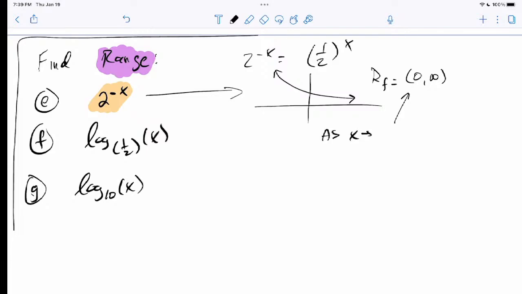As x gets infinitely large, your function 2 to the negative x approaches 0. But it's a horizontal asymptote at 0, sort of like a right-sided horizontal asymptote at 0. So the domain for this, like we talked about, goes from 0 to infinity.